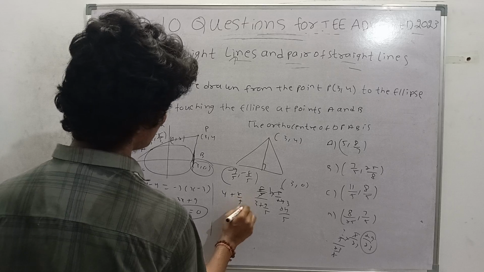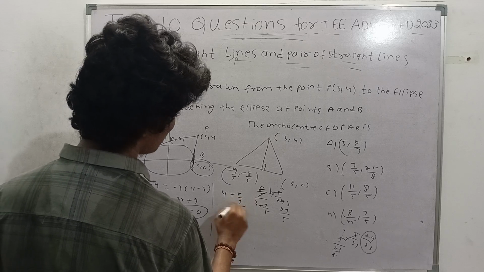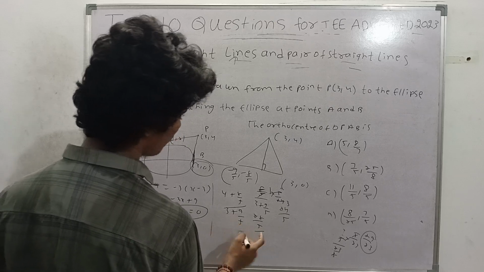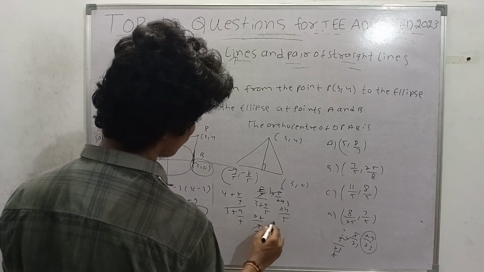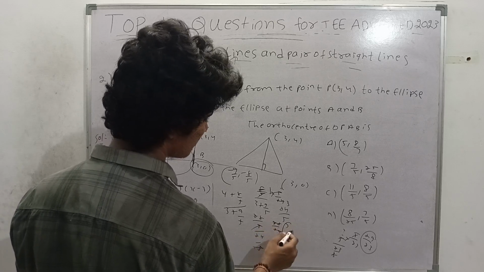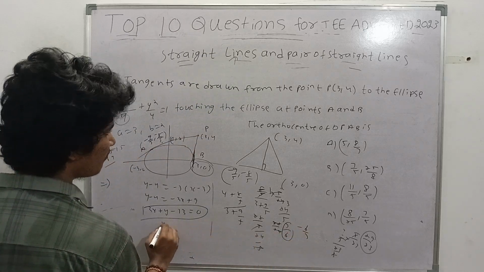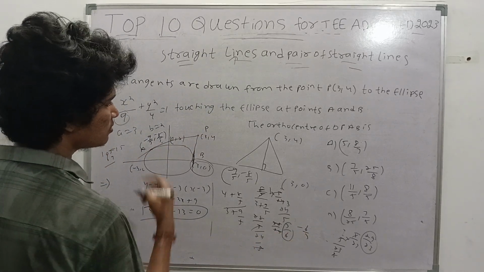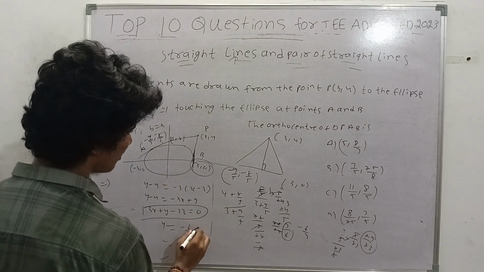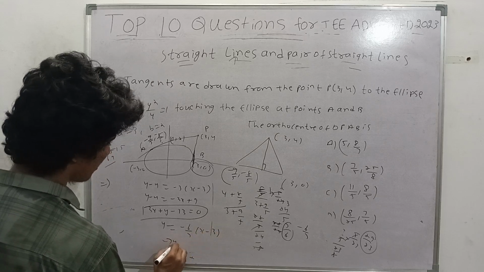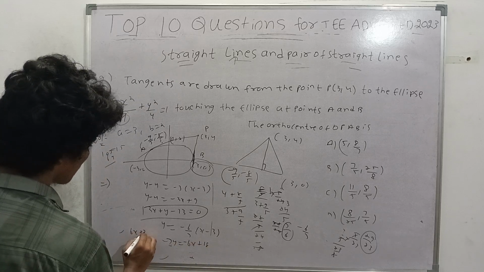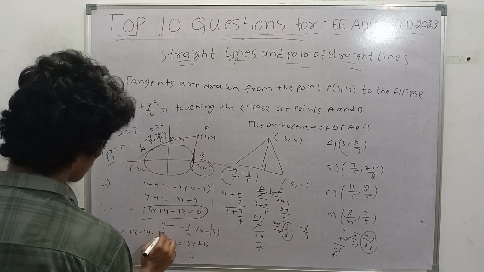4 plus 8 by 5 divided by 3 plus 9 by 5. You will get 28 by 5 over 24 by 5. So 28 by 24, it will be 4 sevens, 4 sixes, so it will be 7 by 6. So it is a reciprocal, minus 6 by 7. So y equals minus 6 by 7 into (x minus 3). So it will be 7y equals minus 6x plus 18. So it will be 6x plus 7y minus 18 equals 0.